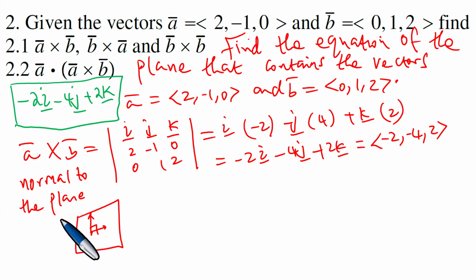But now think with me. If this is A cross B, what exactly do you need to do here to find the equation of the plane? In other words, this has allowed us to find something we call the normal to the plane. If this is a plane, a two-dimensional structure, then a vector perpendicular to the surface is called the normal to the plane.